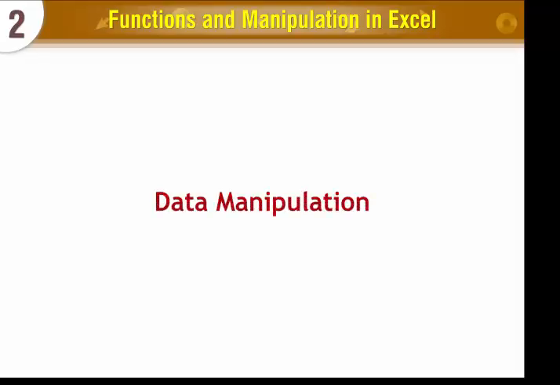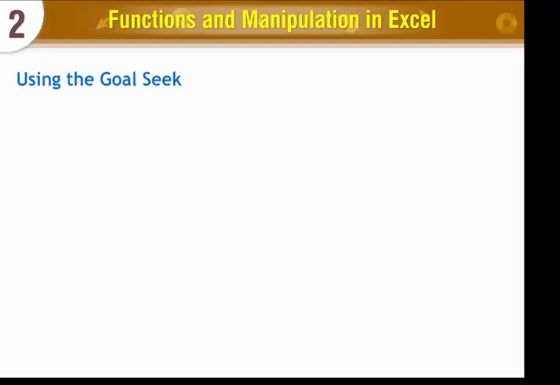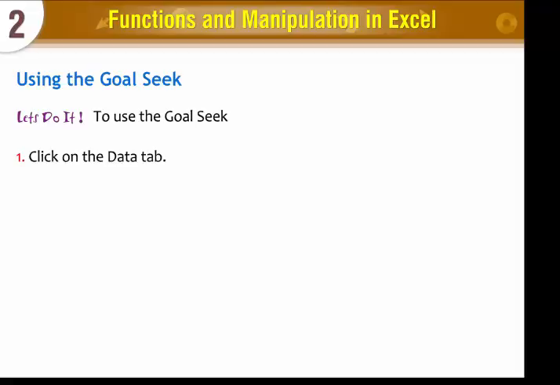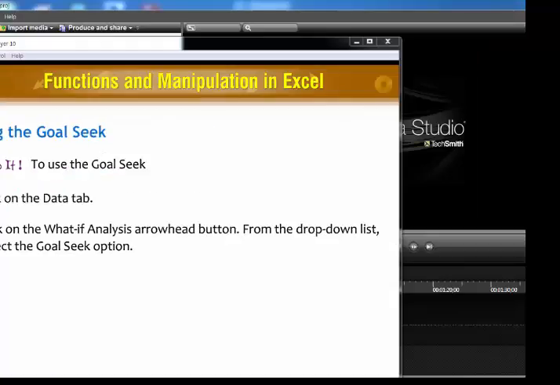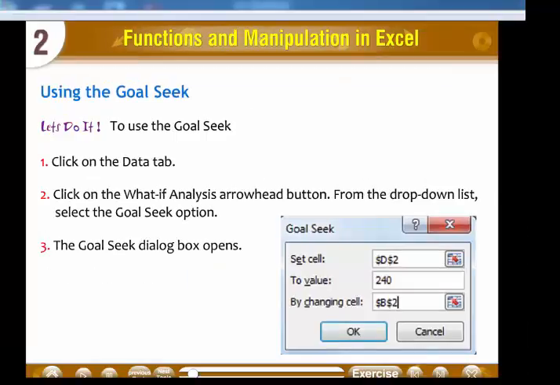Data manipulation using the Goal Seek. Let's do it. To use the Goal Seek, click on the Data tab, click on the What If Analysis arrowhead button. From the drop-down list, select the Goal Seek option. The Goal Seek dialog box opens.